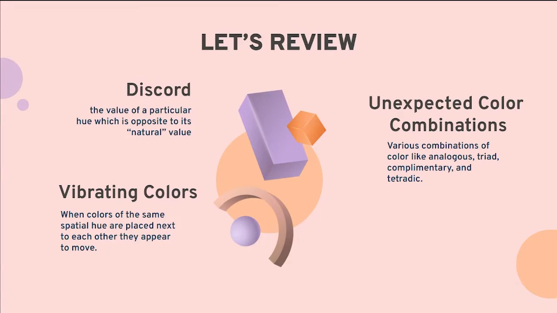Now let's review. Discord is the value of practical hue, which is opposite to its natural value. Unexpected color combinations are various combinations of color like analogous, triad, complementary, and tetrad. Vibrating colors are when the colors of the same spatial hue are placed next to each other that appear to move.